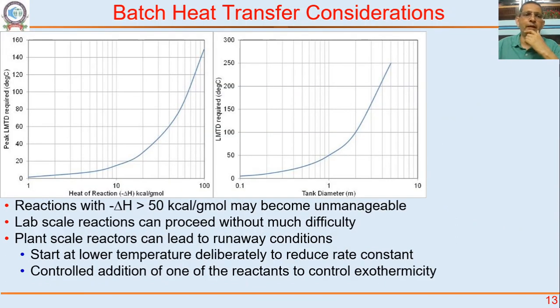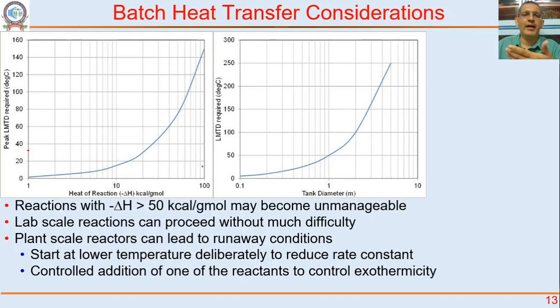Here is what you will find. The peak LMTD required changes if delta H is changing. This is how it changes. So for small delta H, say maybe 10, 20 kilocalories per gram mole, we require only 20-30 LMTD, which means if I have cooling water available at 30 degrees centigrade, I can easily operate a reactor at 60 degrees centigrade. Delta T available is 30, right?